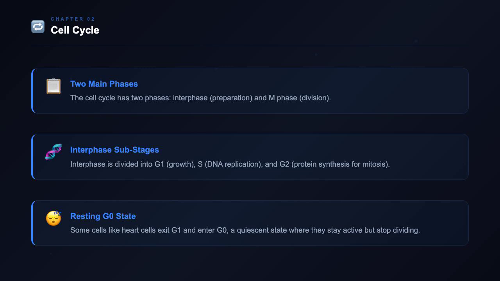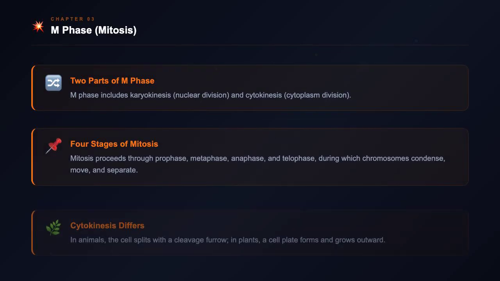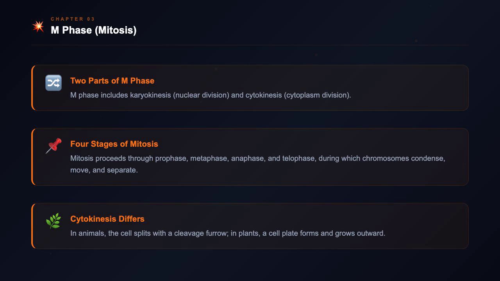G1 is the interval between mitosis and DNA replication. The S phase is when DNA replication occurs. G2 is when proteins are synthesized in preparation for mitosis. Some cells, like heart cells, exit the G1 phase and enter a quiescent stage called G0, where they remain active but don't proliferate. The cell cycle has a dramatic period called M phase, or mitosis.